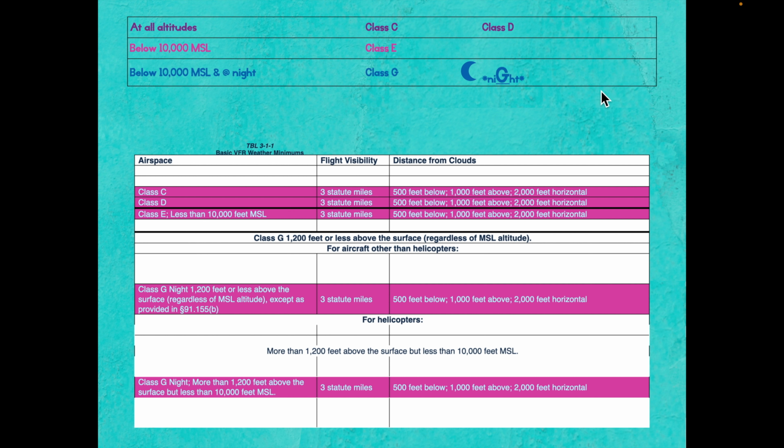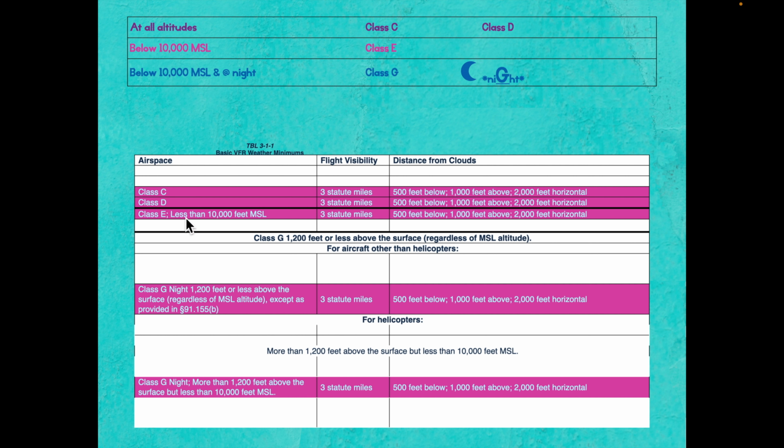That looks like this. So what I have done is I took the table they gave us, and essentially everything that is not the exact same as Class C airspace is currently whited out. The reason that's whited out is because it's just too much to take in. So I've made a little table up here to help me put these together. I can see that all altitudes for Class C and all altitudes for Class D have the same flight visibility and distance from clouds.